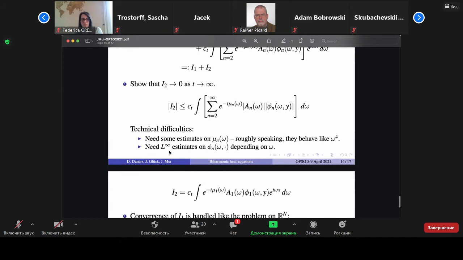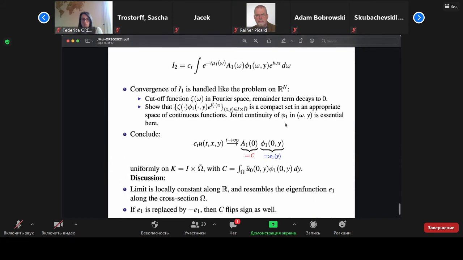In particular, we want some L infinity estimates on the eigenfunctions depending on omega. Of course, there are many a priori estimates for fourth order problems, even going back to classic papers by Nirenberg, for example. But what we really needed was to understand how this parameter gets involved. And so there are a couple of new things there, I suppose.